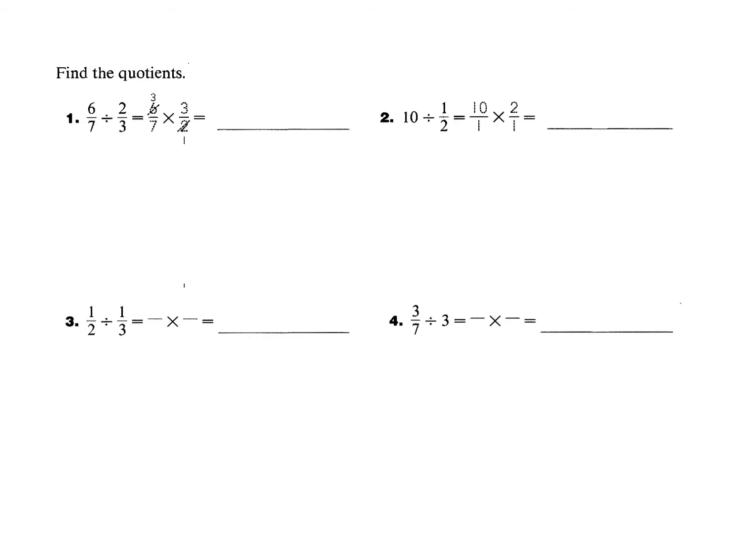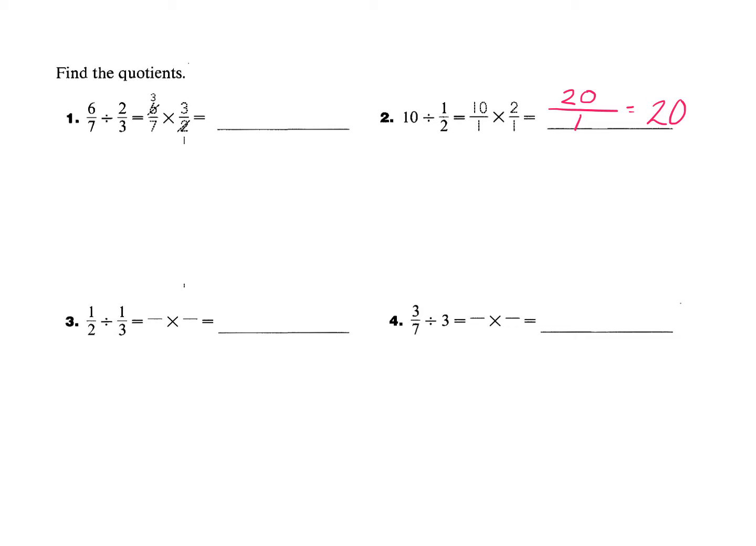Find the quotients. Question number 2, 10 divided by 1/2. 10/1 times 2/1. 10 times 2 equals 20/1, which equals 20.